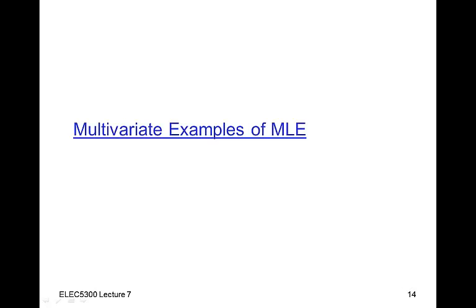This is part 3 of lecture 7. In this part we'll be talking about multivariate examples of maximum likelihood estimation that will extend the results we covered last time in single variable estimation.